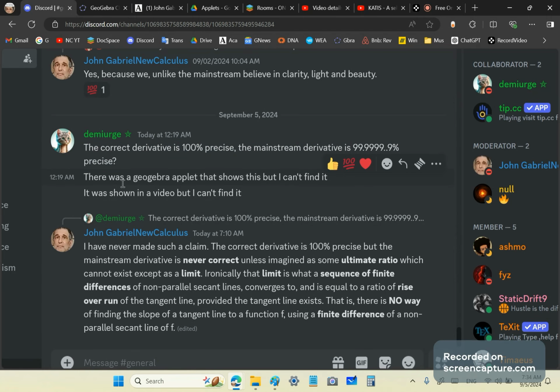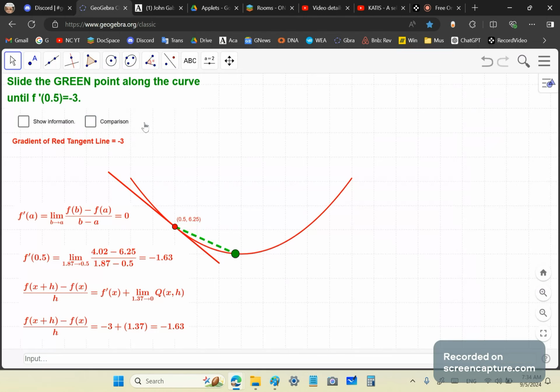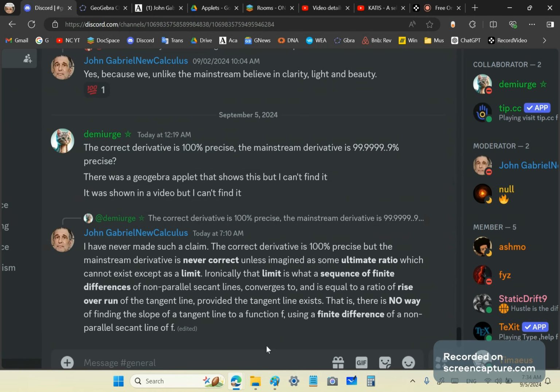And then he says there was a GeoGebra applet that shows this, but he can't find it. So I think the one he's referring to is this one here, and I'll get back to it in a moment. And he says basically that video shows you can have different precisions, but that's not true. Okay, but I'll explain in a moment. So I've never made such a claim, okay? I've never made such a claim. The correct derivative is 100% precise, but the mainstream derivative is never correct.